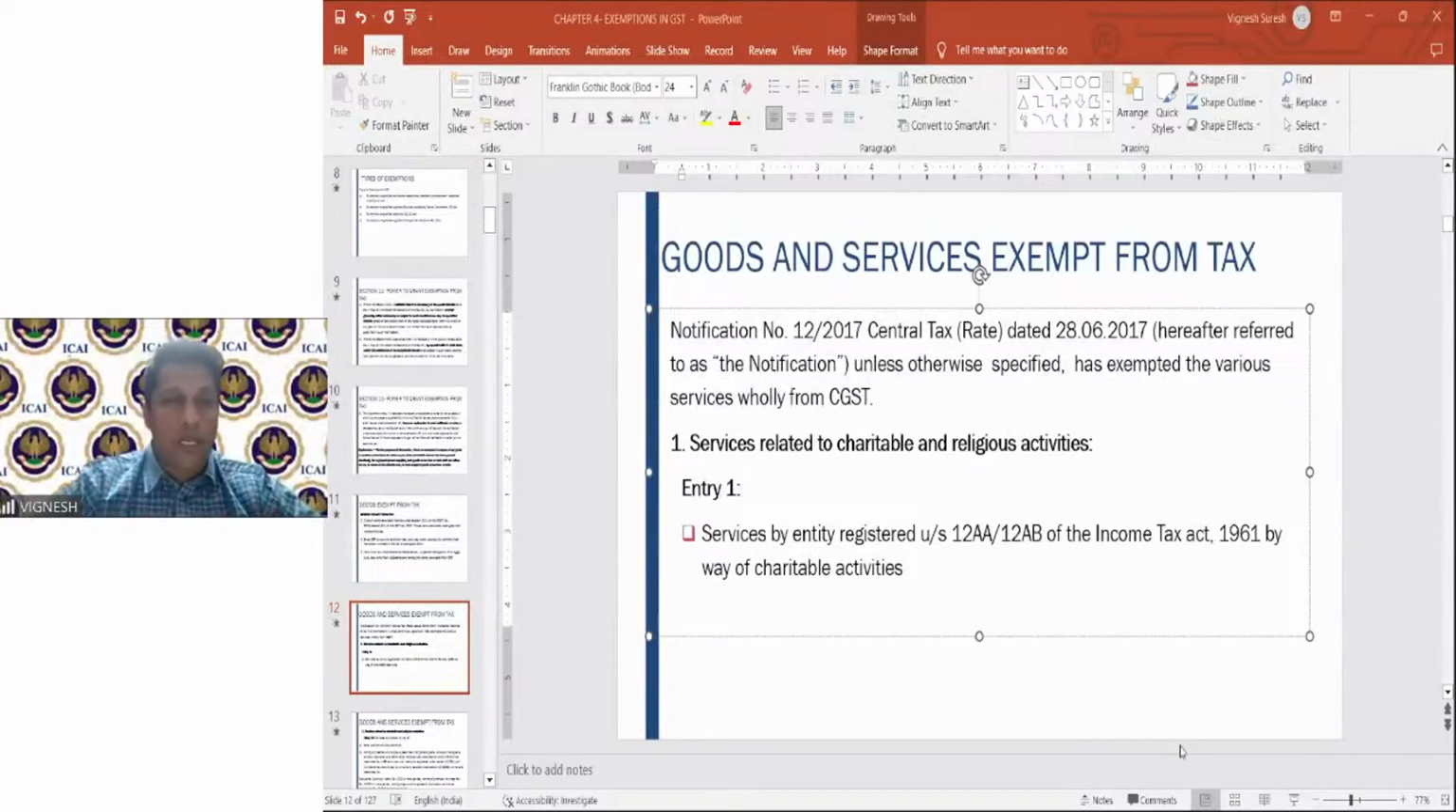I was just a bit worried that most of you would not be attending, but glad to see a good attendance. Yeah, can anyone tell me what is 12AA or 12AB?